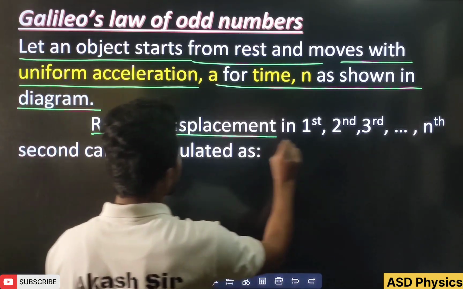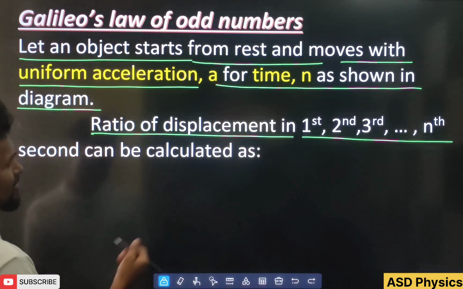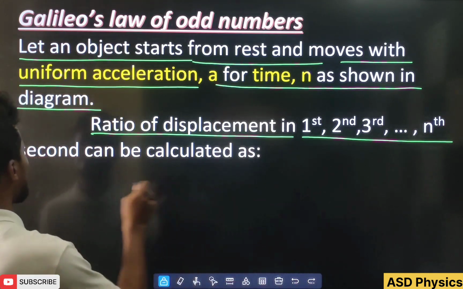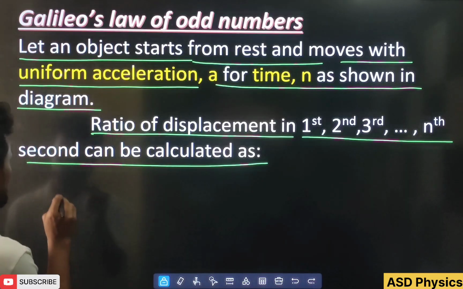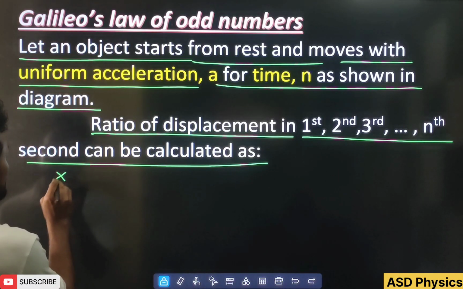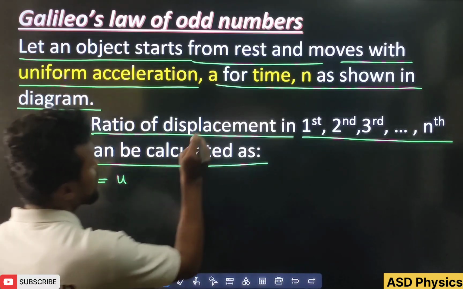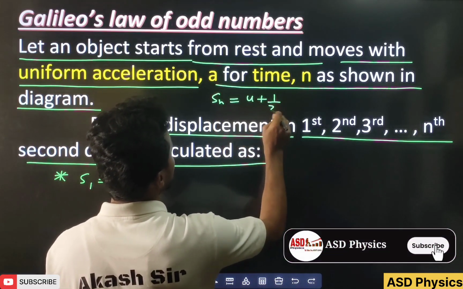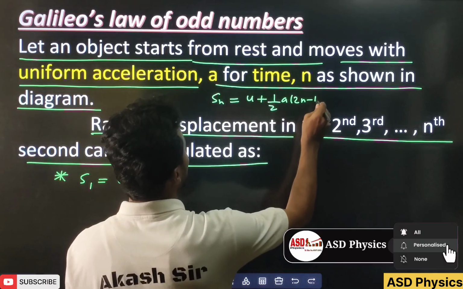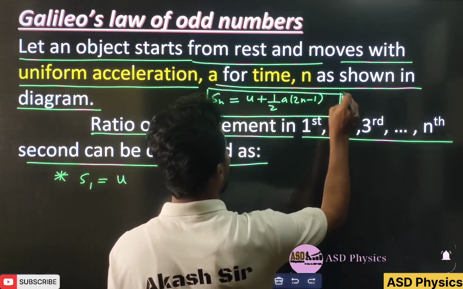Now the ratio of displacement in the first, second, third, fourth, fifth second and so on, up to the nth second, can be calculated as follows. Before calculating the ratio, we'll write this first. What will S1 be? Tell me please. You know the formula. The formula is Sn = u + (1/2)a(2n − 1). This is the formula.